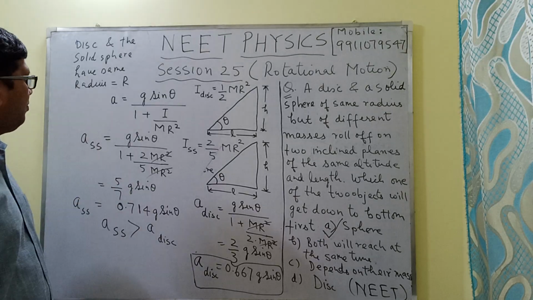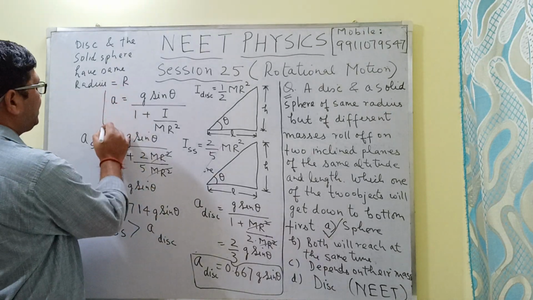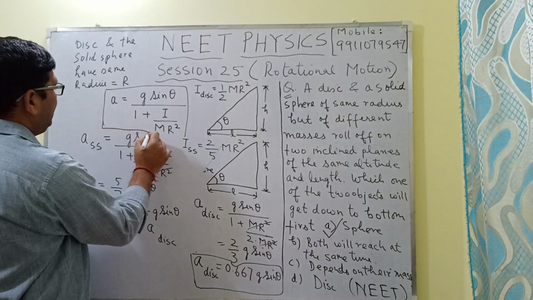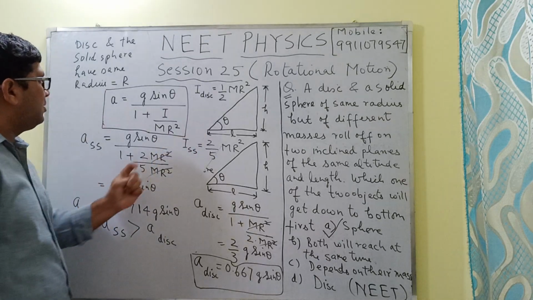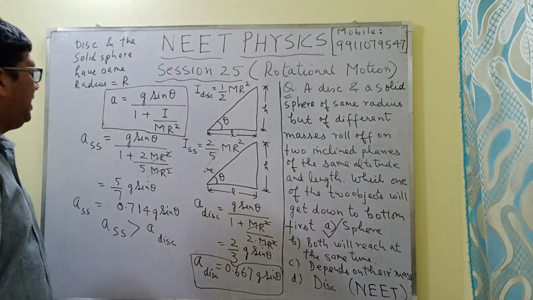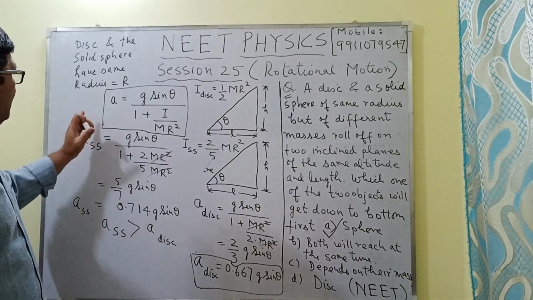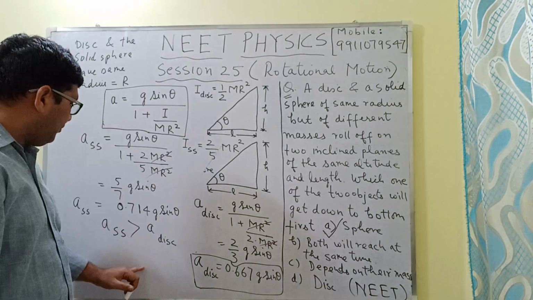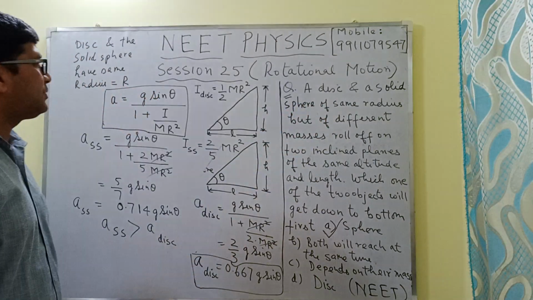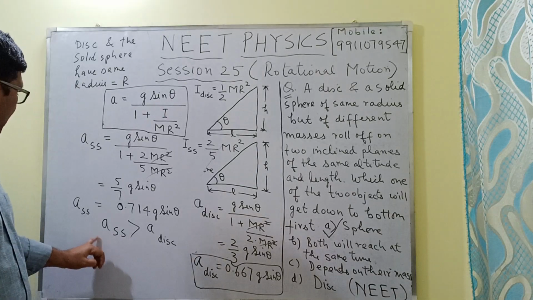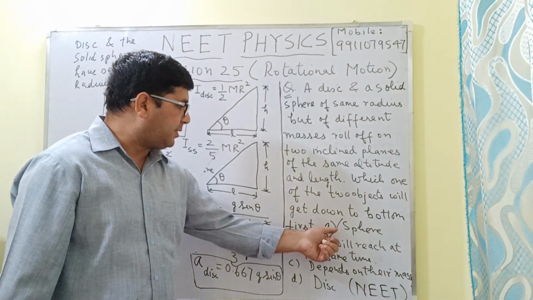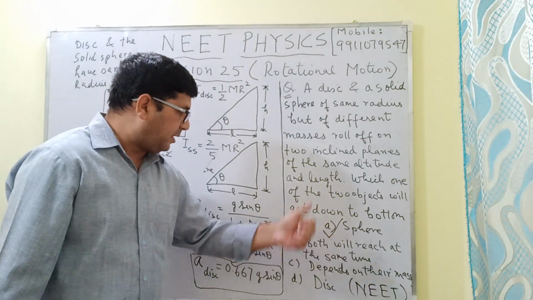So in this case, the most important thing which you have to remember is this formula. This is the formula for calculating the acceleration of an object which is moving down an inclined plane. Okay, so using this formula you can easily calculate the acceleration of this disk and the solid sphere, and since the acceleration of the solid sphere is more than that of the disk, therefore the solid sphere will reach the bottom first. So the correct option is A.